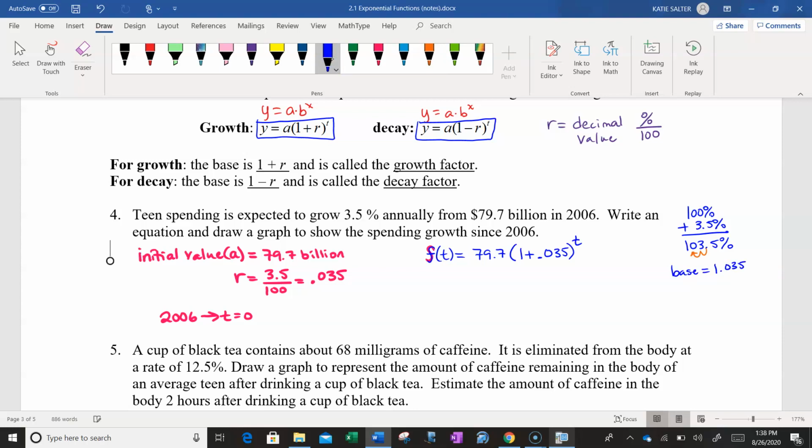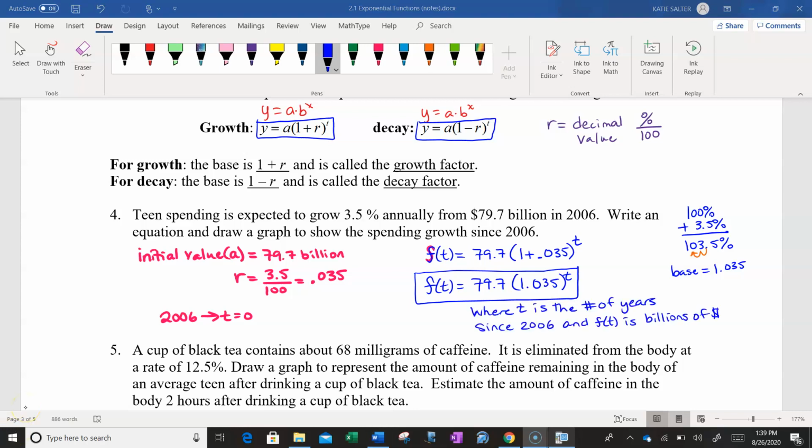And of course, we raise it to the t. T is the same thing as x. T is just representing time in this case. So when I put this together, our function is f of t equals 79.7 times 1.035 raised to the t. Remember, anytime we have an exponential function that grows, the base has to be a number greater than 1. If you don't have that 1 there, you just have 0.035, this is not going to grow. It is just going to decay.